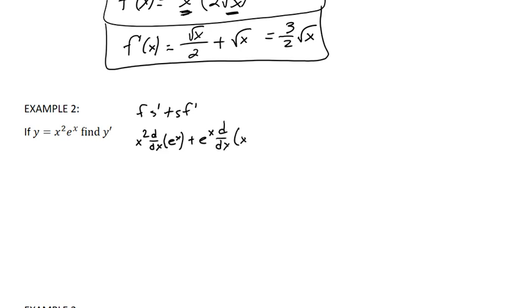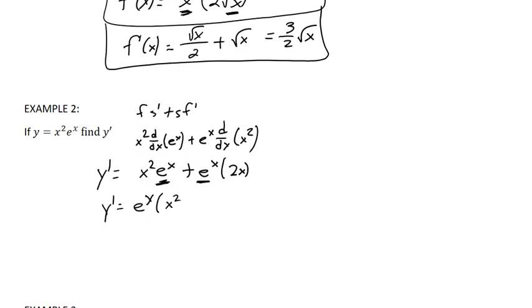which of course would be x squared e to the x, because the derivative of e to the x is e to the x, plus e to the x times 2x, the derivative of x squared. So that would be y prime. Again, that would be unsimplified. The simplified version, they are going to recognize that there's an e to the x in both terms, and we can factor that out. So again, this is the unsimplified, and this is simplified.